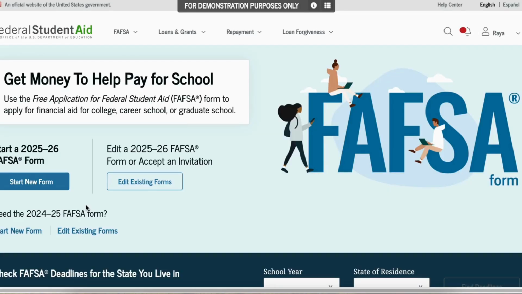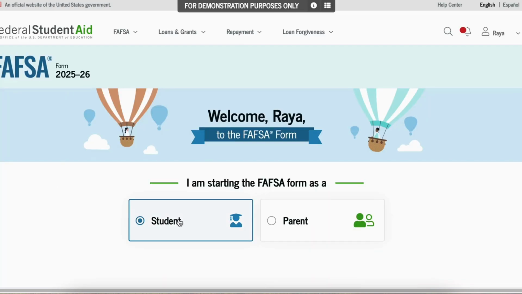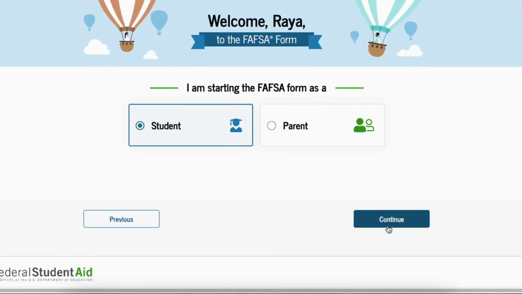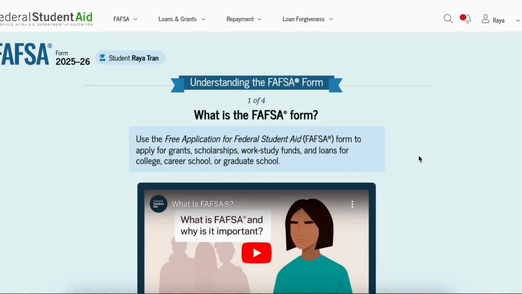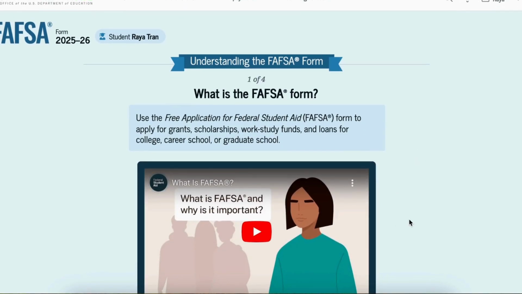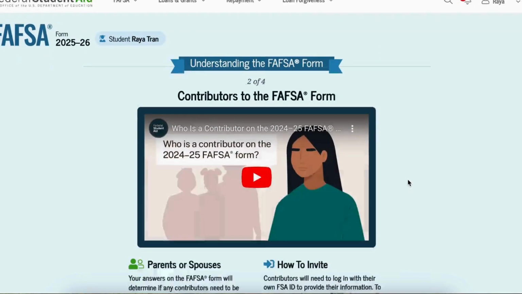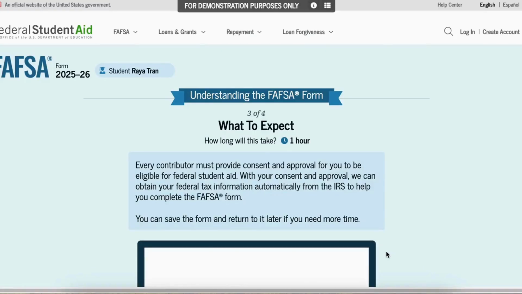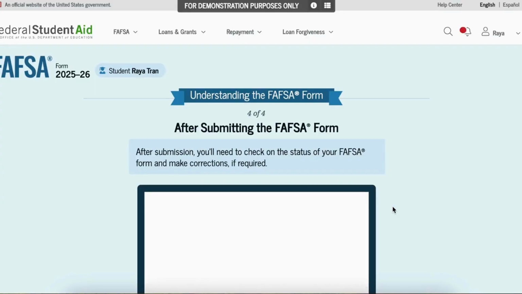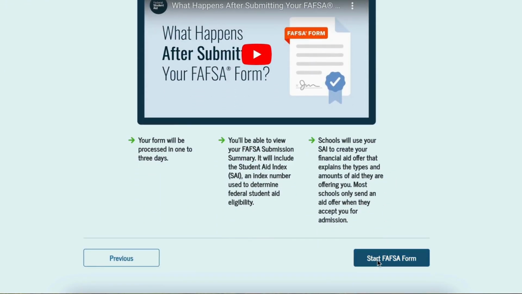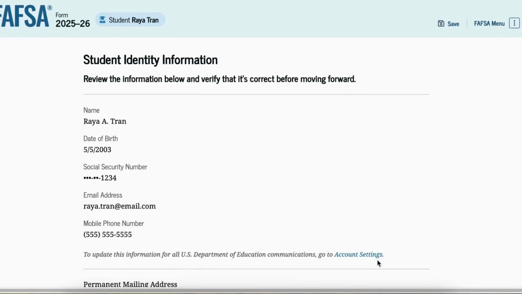You will be prompted to either send a code to your phone number or your email. Once you're in, you'll click Start a New Form. I'm going to go in as a student. I'm going to hit Continue. You will see 4 different videos about understanding the FAFSA. You can watch them if you would like. After that, you'll hit Start My FAFSA.